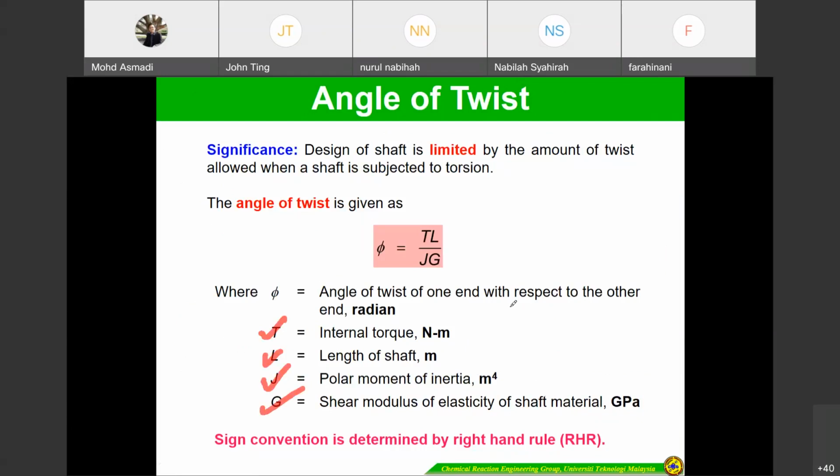The sign convention is determined by the right-hand rule. Whether your final answer is positive or negative will be determined by this rule. Usually you use your fist and thumb: whether the thumb is directed outward or inward determines whether it is positive or negative. Usually positive is directed outward.